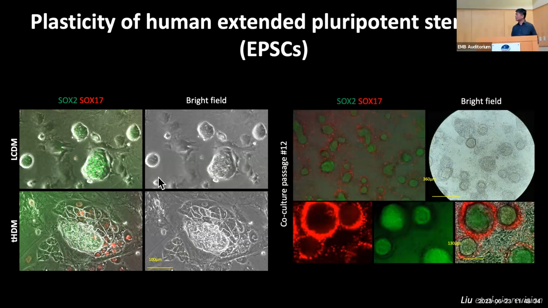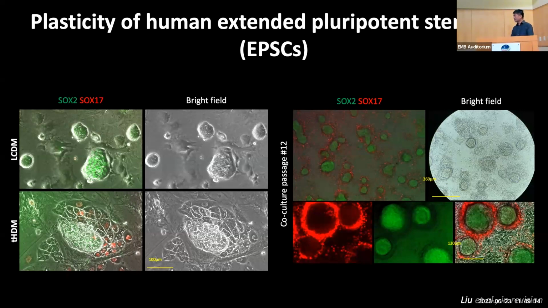So this is taken from passage 12. You can see in each colony there are two different cell types: the green cells, the SOX2 positive cells, surrounded by the SOX17 positive cells. So this is in 2D. This suggests that there's some organization, some cell sorting between these two cell types. In a way, it mimics early development a little bit, because we know that SOX17 positive hypoblast cells and epiblast cells segregate, but they are adjacent to each other. In some cases, you will see the hypoblast cells surrounding the epiblast cells.